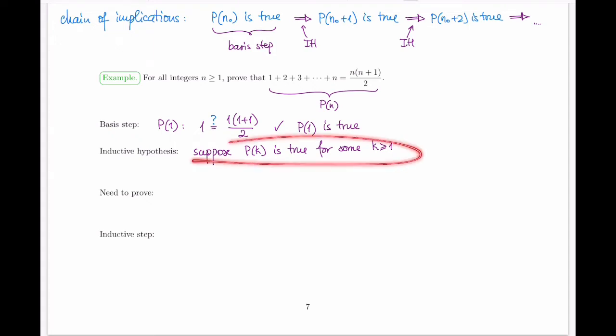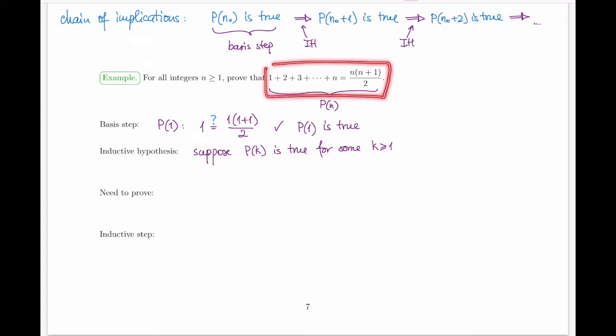Now, this is not terribly insightful because it's too general, but I have a particular example here. So I'm going to actually write out what that means in this specific case. If I'm supposing P of k is true, that means that I'm supposing that this formula holds for k. So 1 plus 2 plus 3 all the way up to k is in fact going to be equal to k times k plus 1 over 2. Good stuff. What do I need to prove?